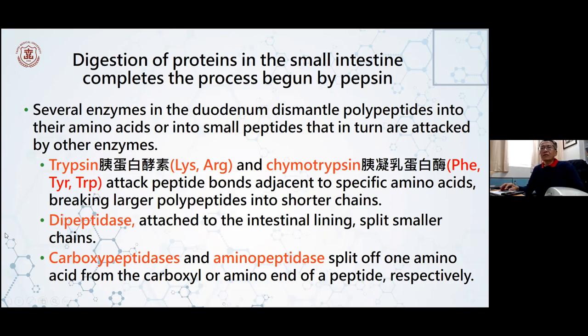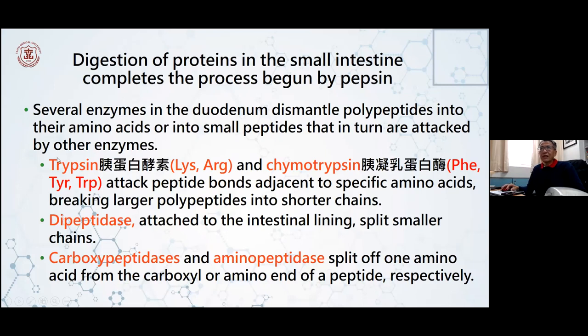So in the small intestine, the carboxypeptidase can remove the amino acid from the C terminal, and the aminopeptidase can remove the amino acid from the N terminal. So the carboxypeptidase and the aminopeptidase can split off one amino acid from the C terminal and the N terminal. And finally, the small peptide can be converted into the amino acid for the absorption. Okay, so in the small intestine, the peptide can be converted to the amino acid for the absorption.